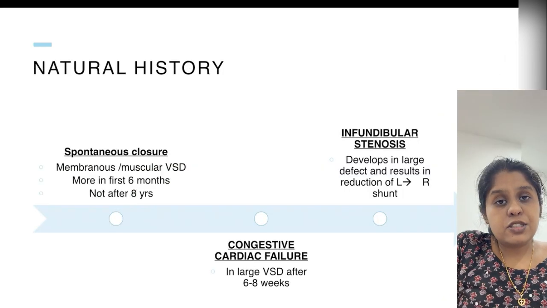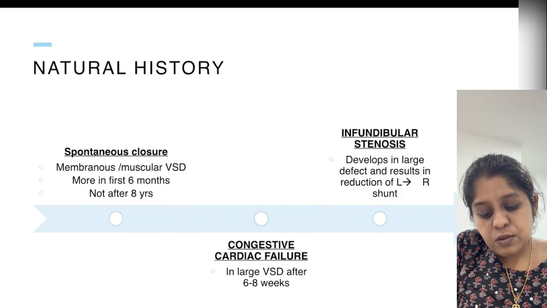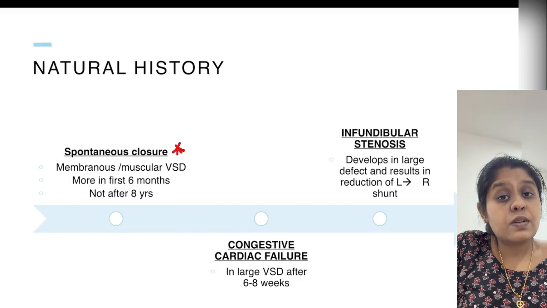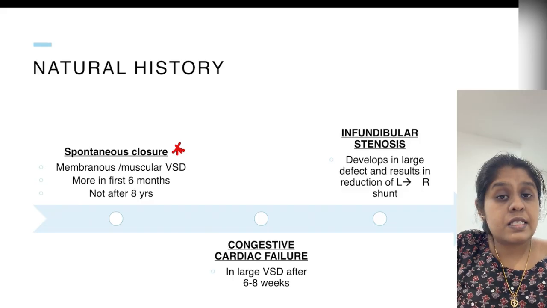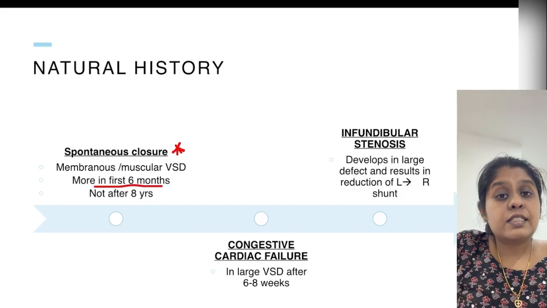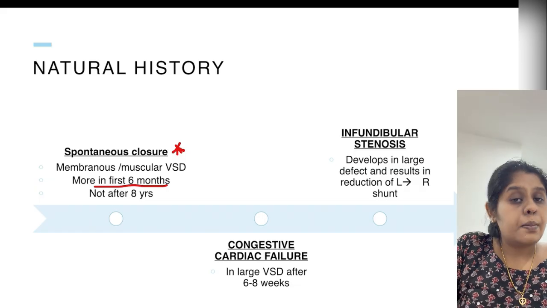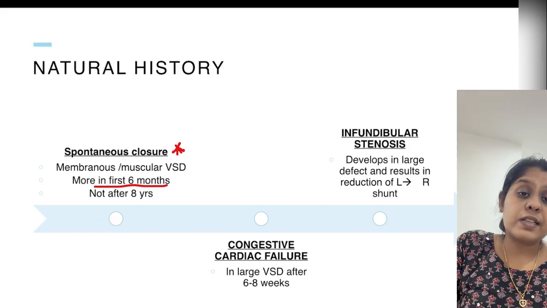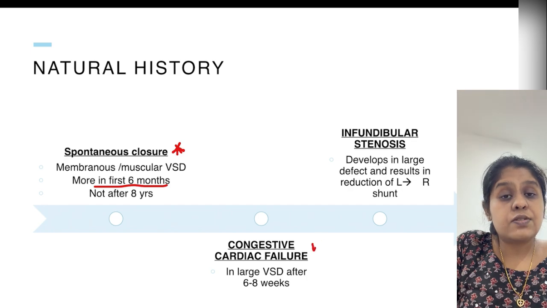So coming to the natural history of VSD, you know that most of the VSDs will close spontaneously. So the membranous and the muscular VSDs will close, and most of the time this happens as early as in the first 6 months itself. And a child can have spontaneous closure of VSD up to 8 years, but not after 8 years. Even a small defect in a child that is found after 8 years is unlikely to close. The second thing that can happen in a VSD is congestive cardiac failure.